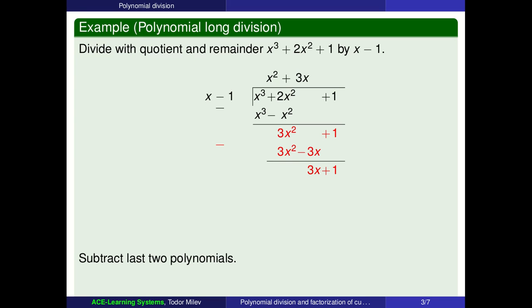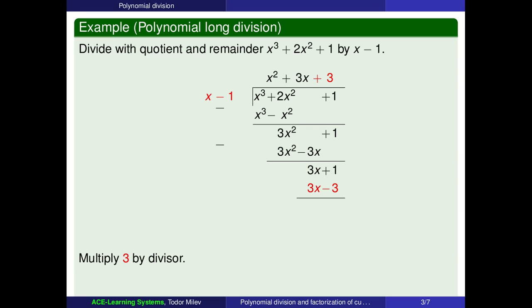Next, my new intermediate dividend 3x plus 1 has highest order term 3x. I need to divide 3x by the highest order term of the divisor. So I divide 3x by x to get, I'm sure you guessed it correctly, the number 3. Next, the newly produced number 3 I multiply by the divisor x minus 1 to get, I'm sure you guessed it correctly, 3x minus 3.